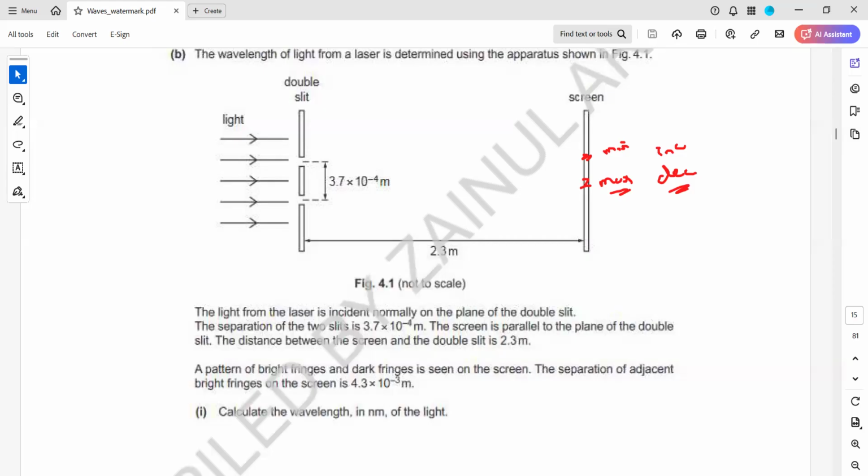So the number of the maximas and the minimas will not change. Like we'll have a maxima, then we'll have a minima, we'll have a maxima, we'll have a minima, we'll have a maxima, we'll have a minima.